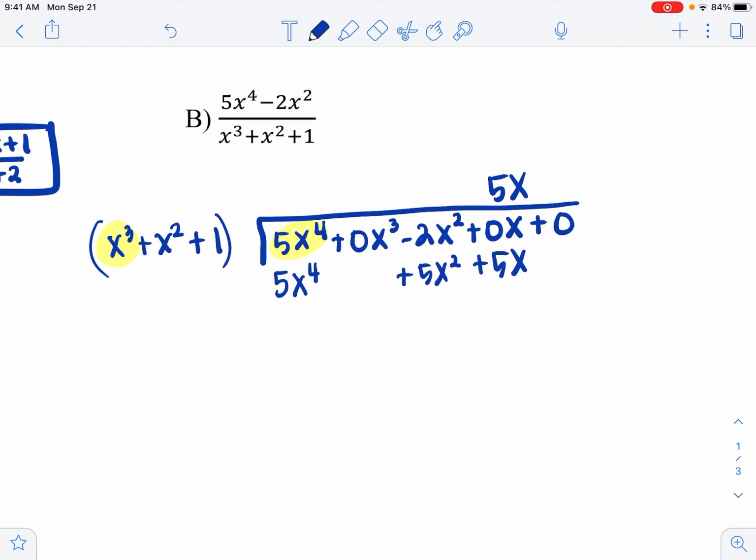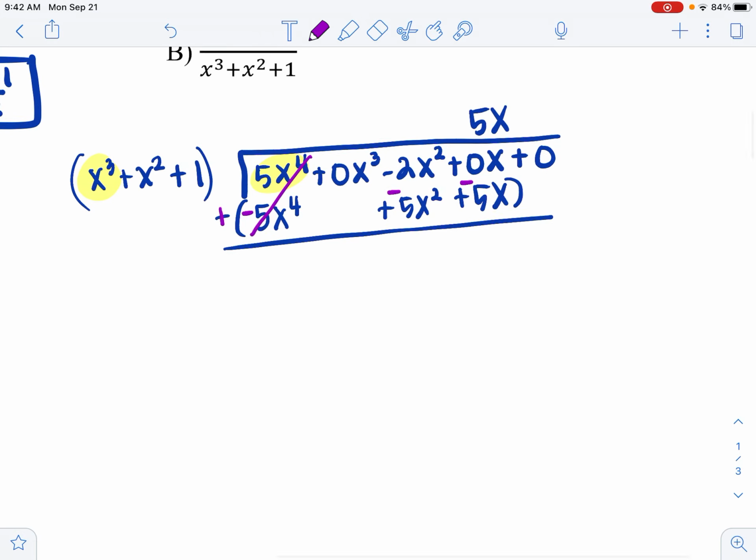Notice I'm lining them up below their matching corresponding terms. So the quadratic under the quadratic, the linear term under the linear term. Now I'm going to subtract each one from the term above it. I don't like subtraction, so I'm going to change it to addition and then just distribute the negative to each. All right, those cancel.